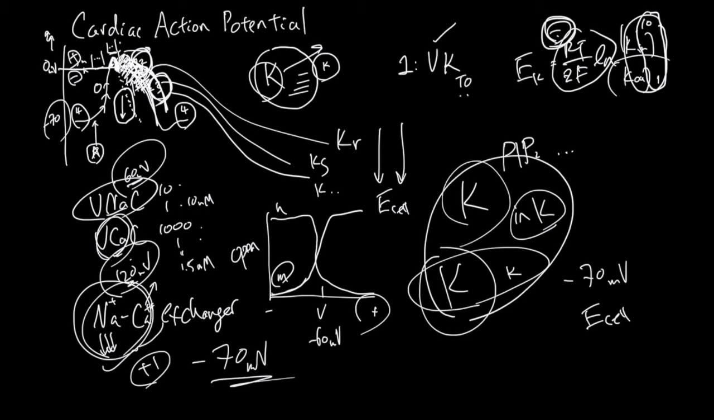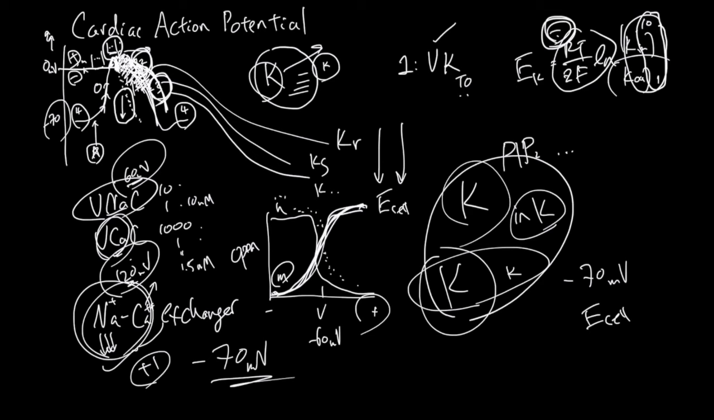M, however, is fast to change. So it can go from closed to open fast, open to closed fast. H is slow. It takes time for it to close, and it takes time for it to open. And that's why when the cell membrane potential is going up, the M opens up quickly, and there will be a delayed closing of H. And that little gap gives you the opportunity for Na to sneak into the cell. But eventually at this tip, H will catch up and close.